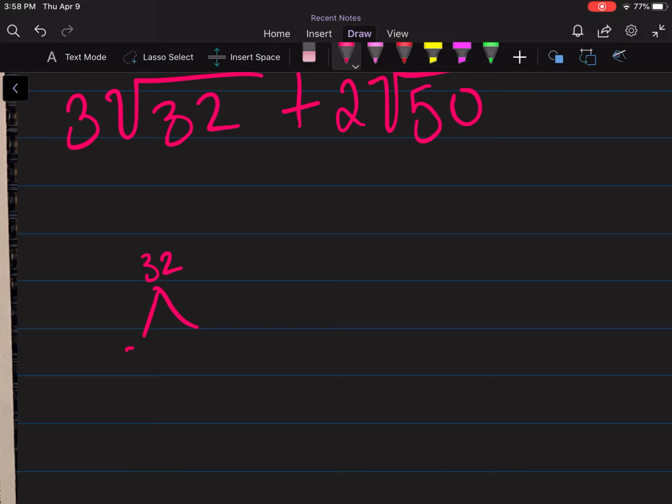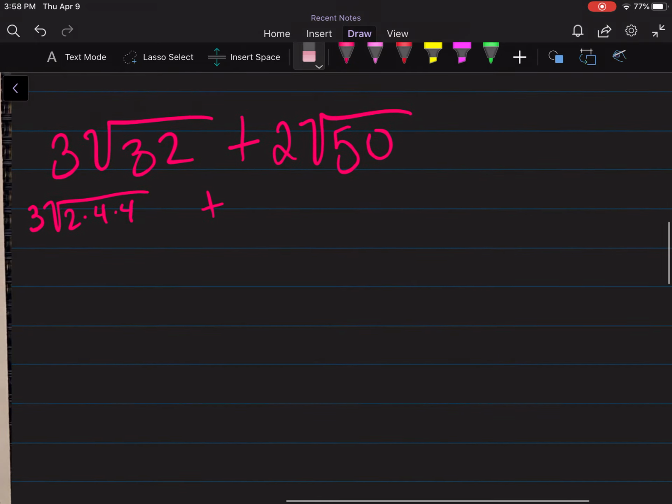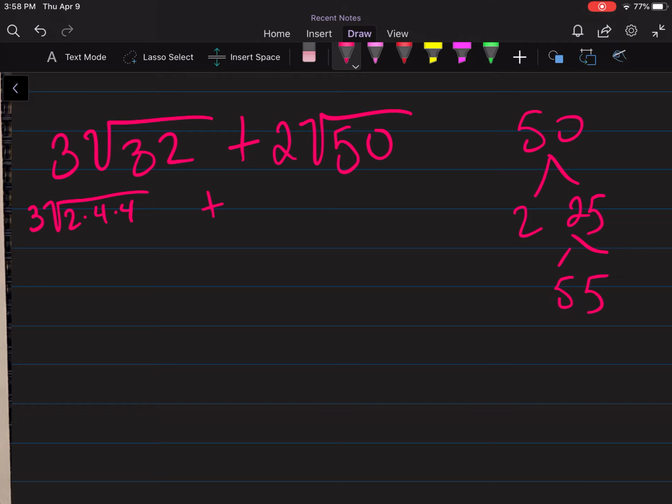32 divided by 2 is 16, and we can break that one up to 4s. So this looks like 3 root 2 times 4 times 4 plus, let me bring our 50 over here. 50 can be 2 times 25, and 25 breaks down to 5 and 5. We have 2 root 2 times 5 times 5.